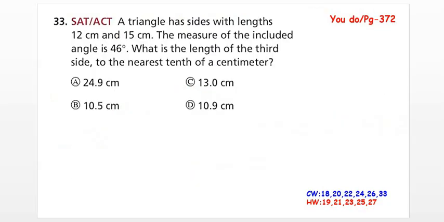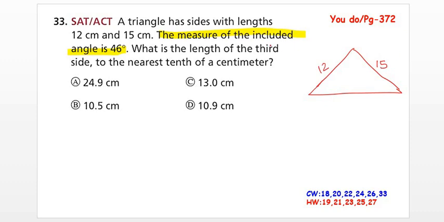Here is another question. It says a triangle has sides with lengths 12 centimeters and 15 centimeters. The measure of the included angle is 46. What is the length of the third side to the nearest tenth of a centimeter? So better draw the triangle first. Because we don't know the exact measurements, we can roughly draw any triangle, right? One of its sides is 12 centimeters, the other side is 15 centimeters.